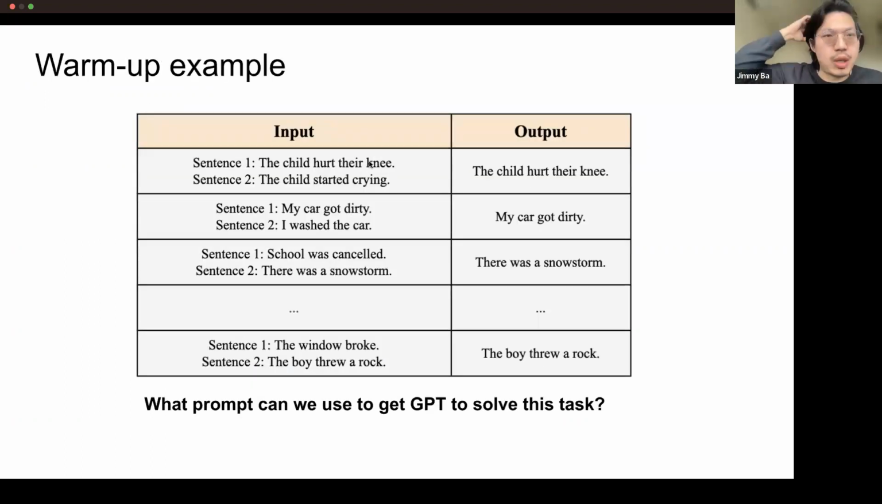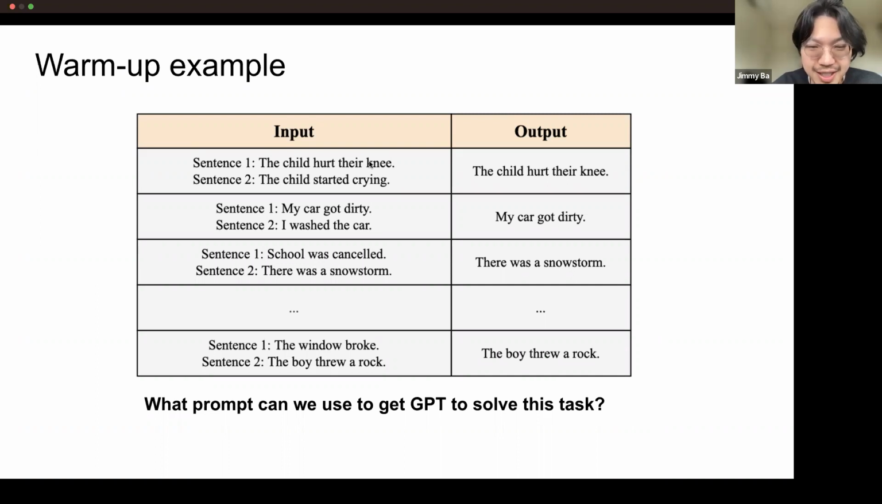And that brings up our warm-up exercise here. So now imagine you're given this training example. That's almost like a traditional NLP, natural language processing task. On the left, you have pairs of sentences: The child hurt their knees. The child started crying. On the right, you're given one of the sentences as the output: the child hurt their knee. Similarly, the school was canceled, there was a storm, and you output there was a storm.